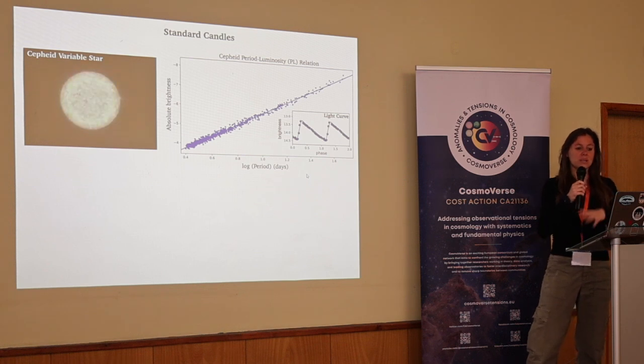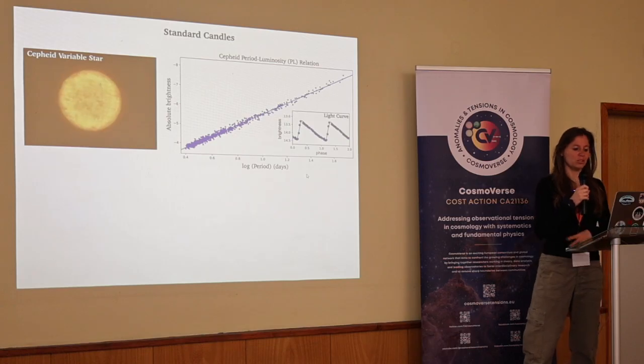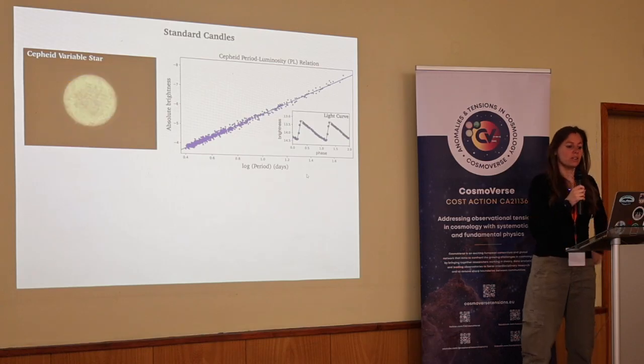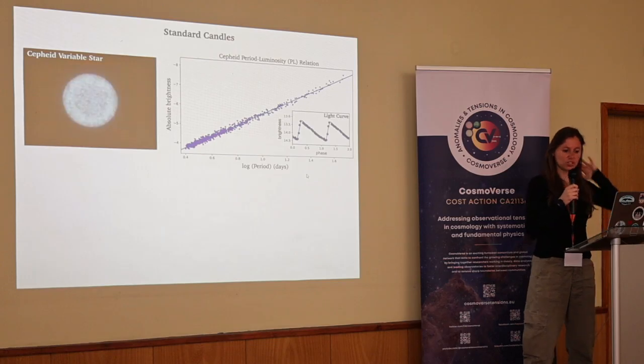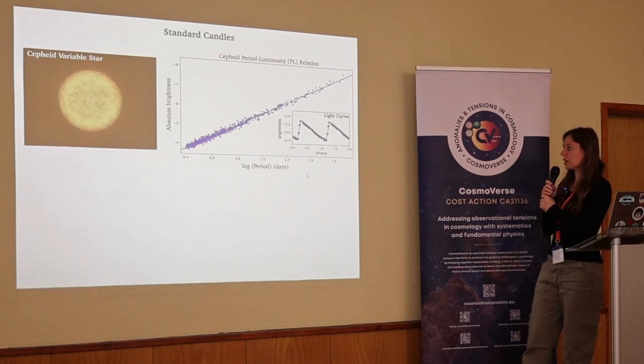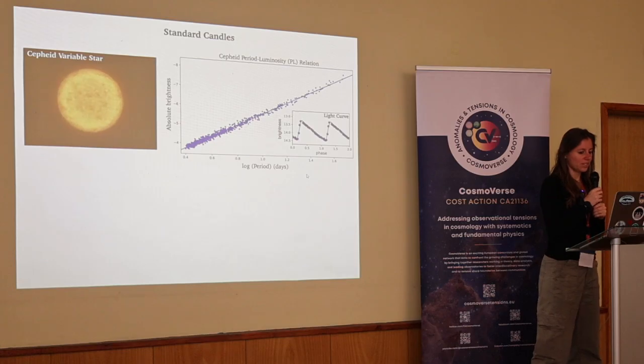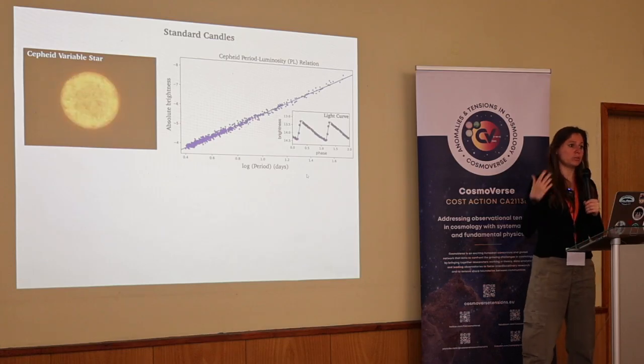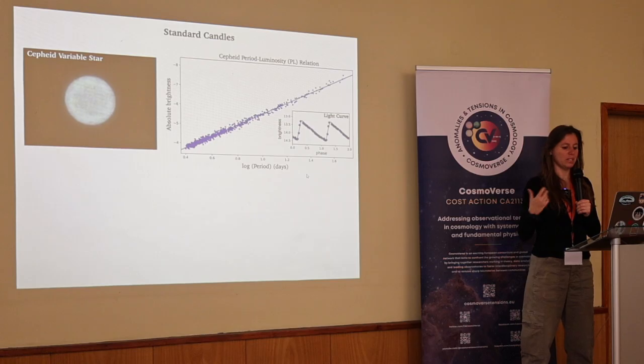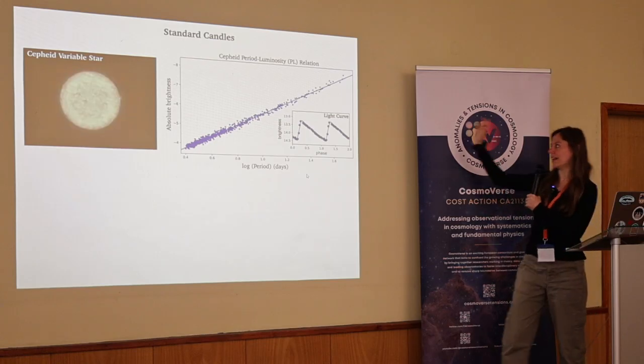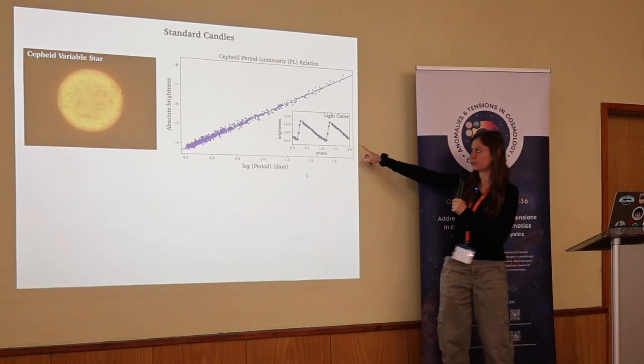I might call it PL relation for simplicity, but because this is a summer school and you're maybe not familiar with that, I'll try to keep calling it the period luminosity relation so you don't get confused. So how they are measured, it's the same as eclipsing binaries. You need to follow up every night and observe many different points first to get a light curve that would look like this for a Cepheid.